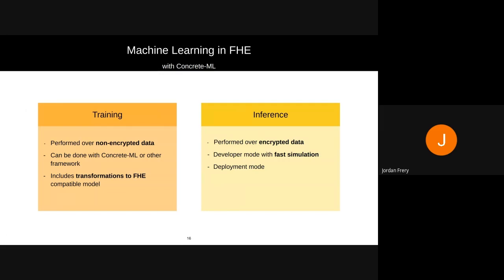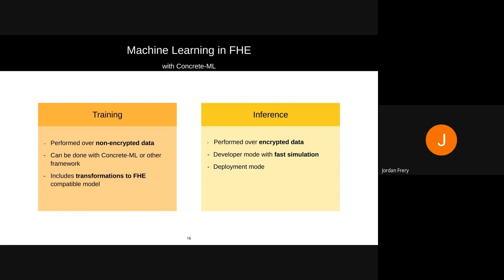So machine learning currently, with the fully homomorphic encryption that we have now, we are performing the training of the machine learning model on non-encrypted data. It can be done with the open source library I'm going to present right after, but it can be done with anything you'd like, and the library is supposed to convert any machine learning model to its FHE equivalent. And the purpose of Concrete ML for now is to allow the inference on encrypted data.